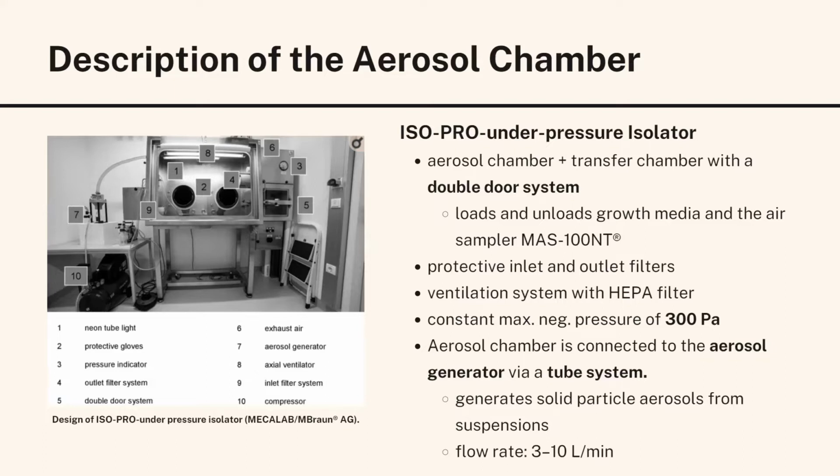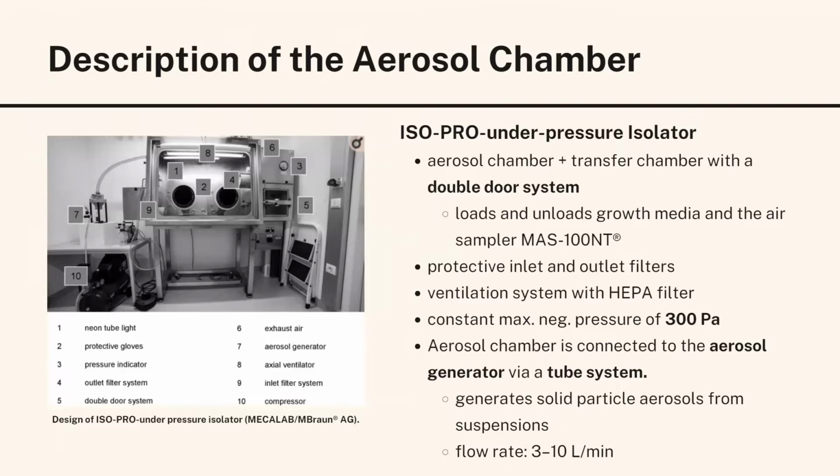A ventilation system on the right-hand inside wall has a high-efficiency particulate air filter, or HEPA filter, classification H13. This sucks the air out of the chamber again. In addition, a constant maximum negative pressure of 300 pascals is generated, monitored by our pressure indicator shown in 3. There is also an axial ventilator on the ceiling of the aerosol chamber, shown in 8, and in the upper front area, there is a neon tube lighting the workspace, shown in 1. Both ventilator and fan can be switched on individually.